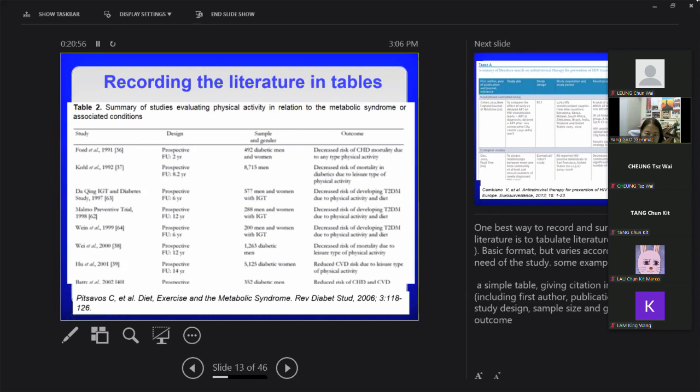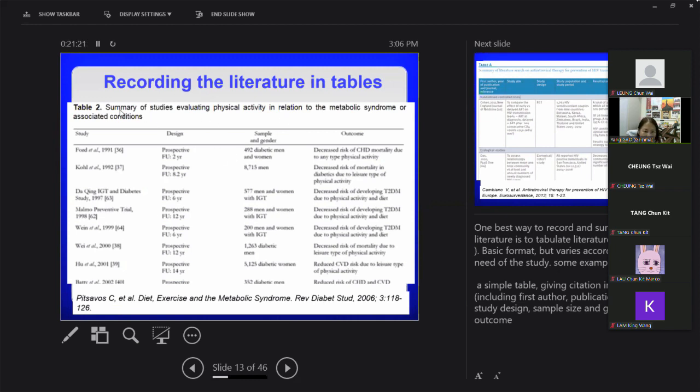After reading, if it's really relevant to your study, you need to record those articles. The best way to record the articles is to tabularize the information. That means to show their key information in tables like this one.